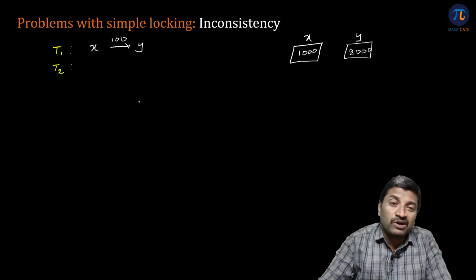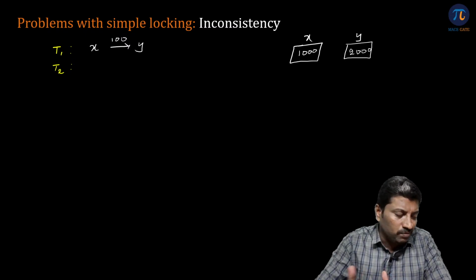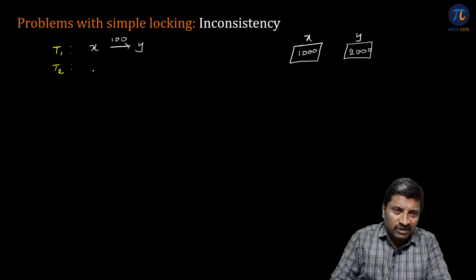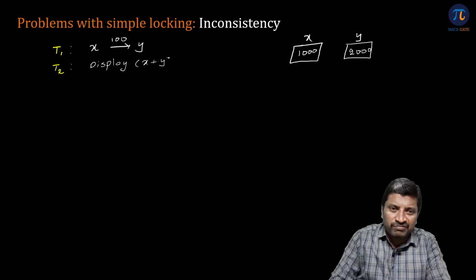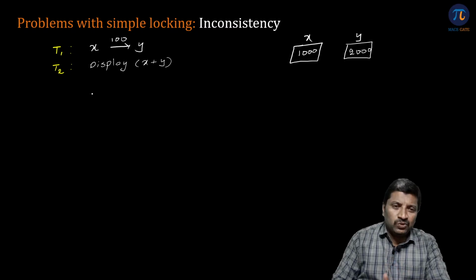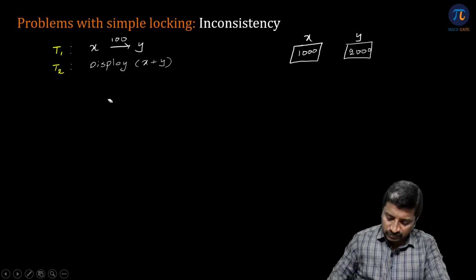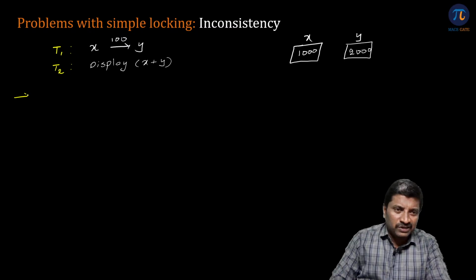The first transaction, what it is supposed to do, sir? It's supposed to transfer 100 rupees from X to Y. The second one, its work is just it wants to display the total of two items. Display the total amount of X comma Y. So it wants to display X plus Y, right? So let me write the operations. Let me give one example of schedule which follows locks.